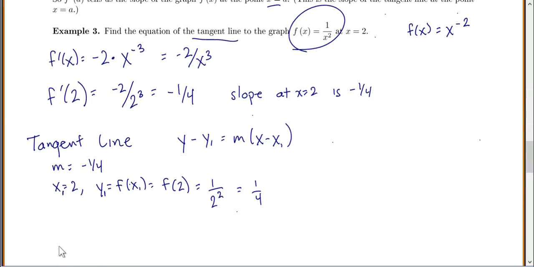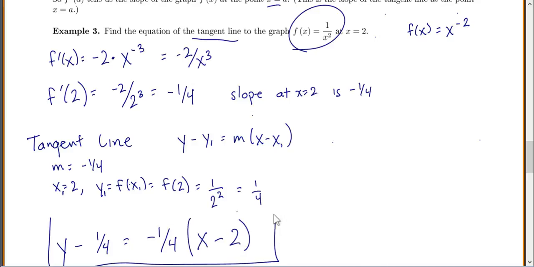But now let's plug it into the equation of our line. So y minus our y value, which is 1/4, equals our slope of negative 1/4 times x minus our x value, which is 2. And that is the equation of our tangent line. Unless we're told otherwise, we don't have to find slope-intercept form, or we don't have to simplify. We can just leave it like this.